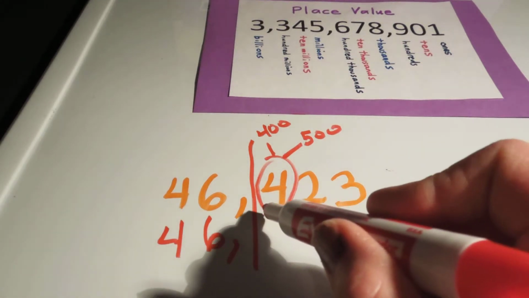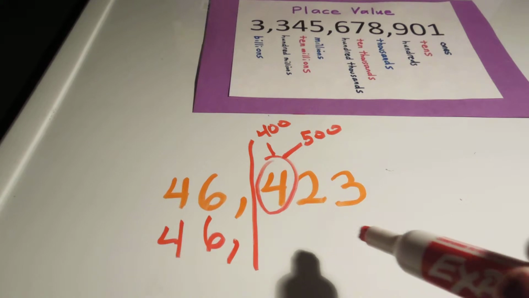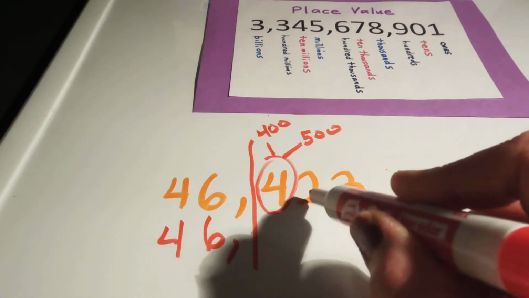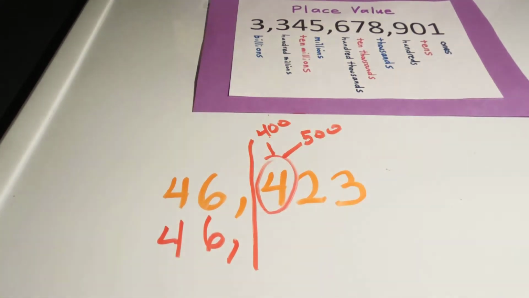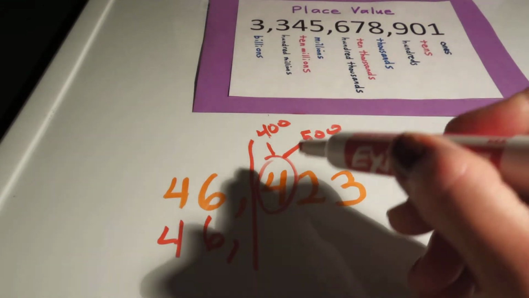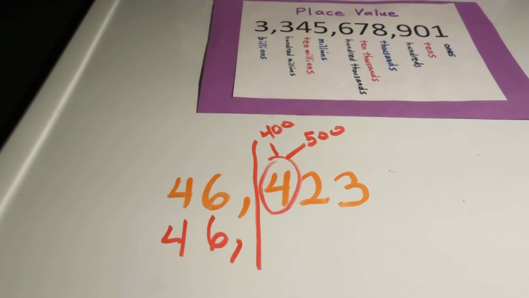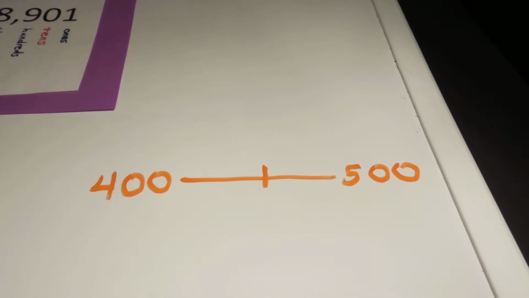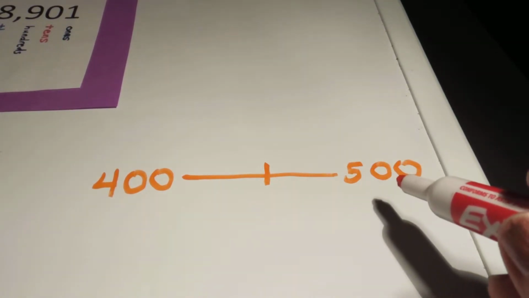Now, we check. When I'm writing these numbers, I have to make sure that the digits match the amount of digits I have here. Now I have 1, 2, 3 digits, so my two choices have to have 3 digits each. Now when I'm trying to decide what 423 is closer to, I can use a number line to help me. Now 400 is the lower number I could round it to.